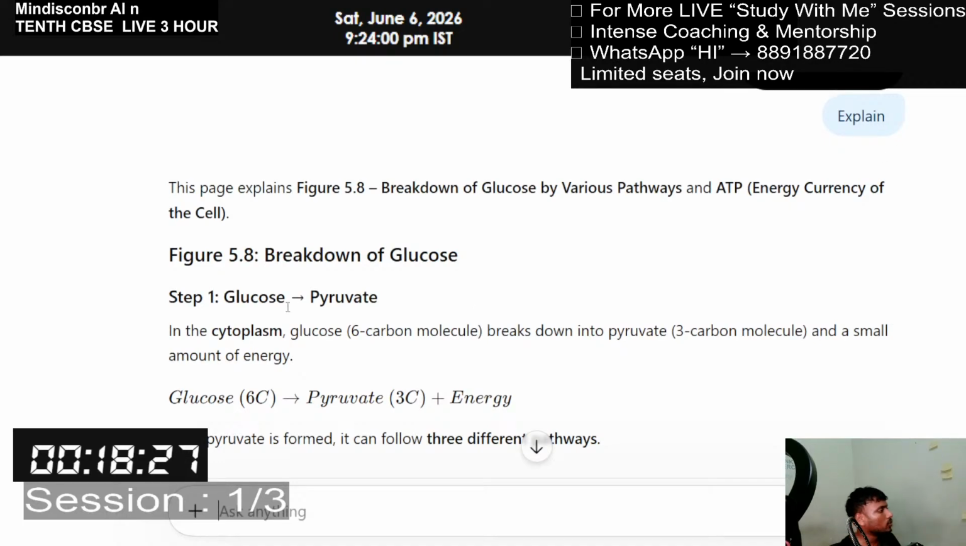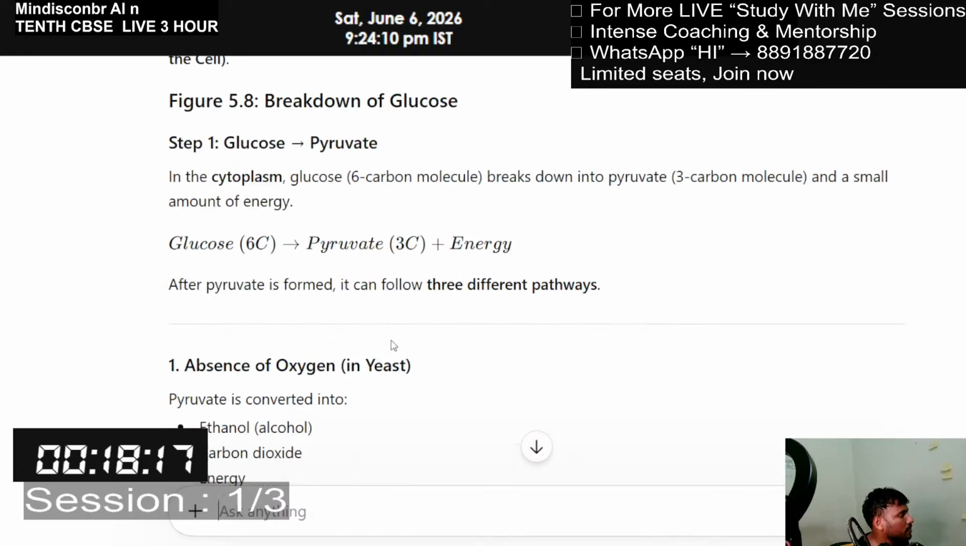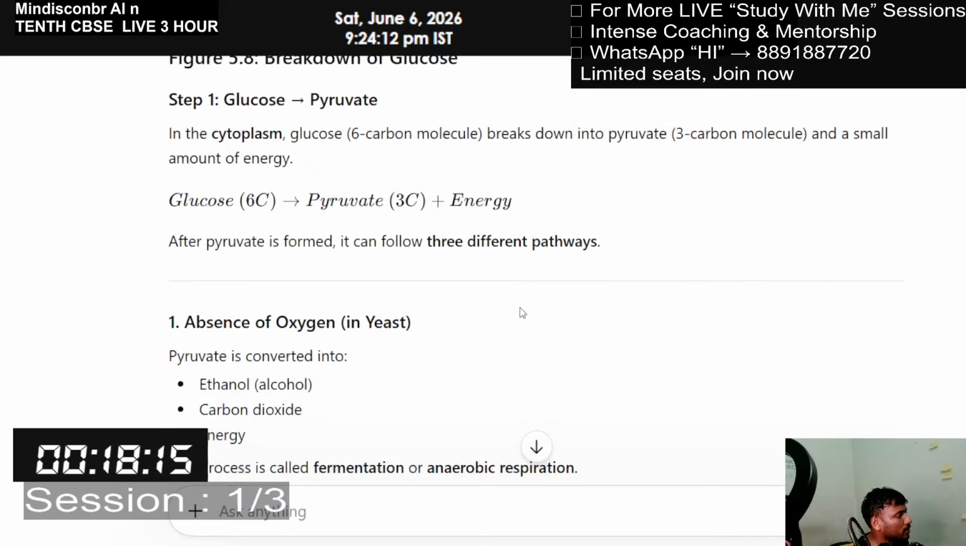Breakdown of glucose. Glucose is broken down into pyruvate. In the cytoplasm, glucose, a 6 carbon molecule, breaks down into pyruvate, a 3 carbon molecule, and a small amount of energy. Glucose 6 carbon gives pyruvate 3 carbon plus energy. After pyruvate is formed, it can follow 3 different pathways.